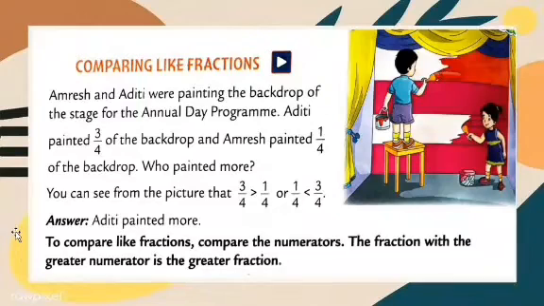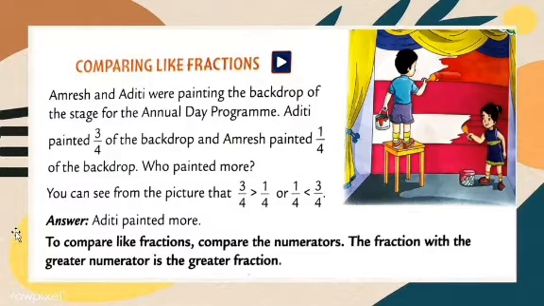Annual day program. Aditi painted 3 upon 4 of the backdrop and Amrish painted 1 upon 4 of the backdrop. Who painted more? You can see from the pictures that 3 upon 4 is greater than 1 upon 4, or 1 upon 4 is less than 3 upon 4. So Aditi painted more. To compare like fractions, compare the numerators. The fraction with the greater numerator is the greater fraction.